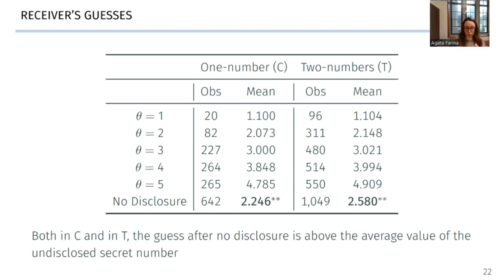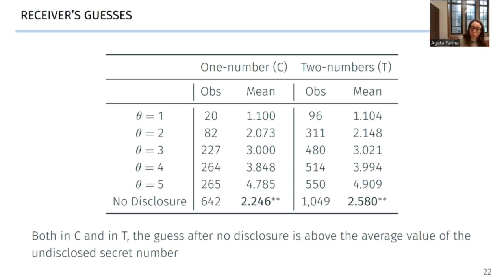So in this table that I show you, again, we treat each observation in the two numbers case as an independent one, and we compute the average guess of the receiver given the disclosure of each secret number and given no disclosure. Here we pool together both no disclosure and partial disclosure. We can see that on average, the guesses are correct when the secret number is disclosed. Instead, when there is no disclosure, guesses are higher than the maximally skeptical one, and they are also higher than the average value of the undisclosed secret number in both treatments.